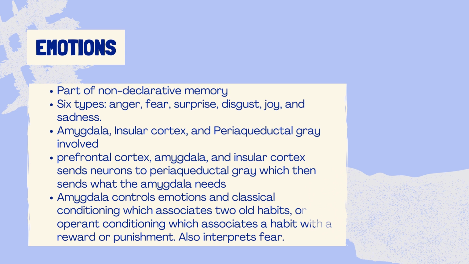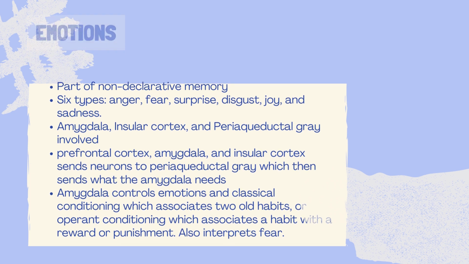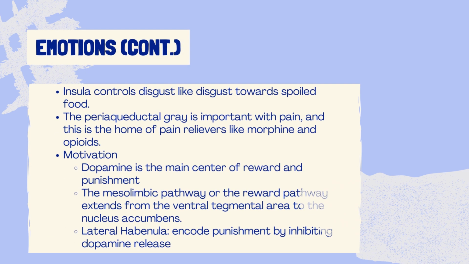Each part of the brain interprets a different type of emotion. The amygdala controls fear. The insula, or the insular cortex, controls disgust, like disgust toward spoiled food. The periaqueductal gray is important with pain, and this is the home of pain relievers like morphine and opioids that we talked about in our previous videos.